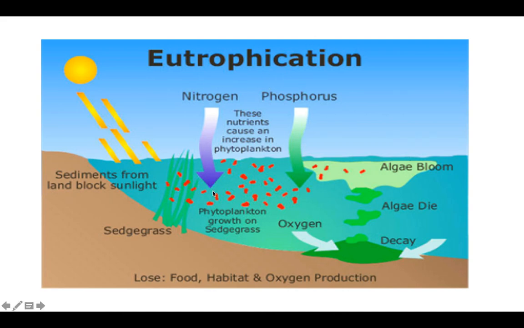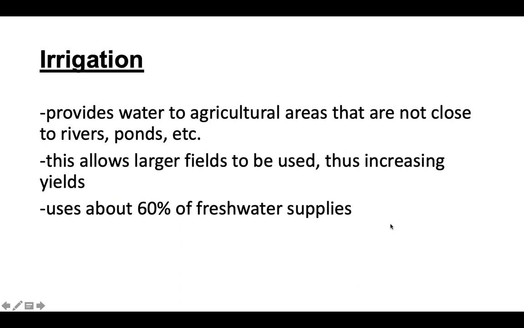Nitrogen coming into the water supply causes an increase in phytoplankton, and then eventually oxygen gets way too low in that area. The algae die, algal bloom. It's not great. Next up, we had irrigation.